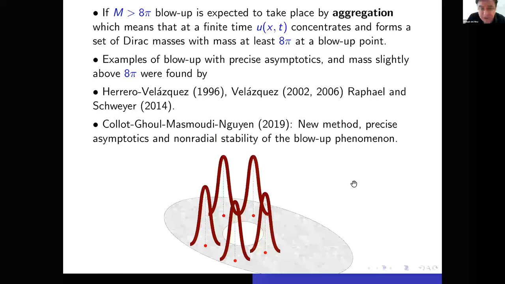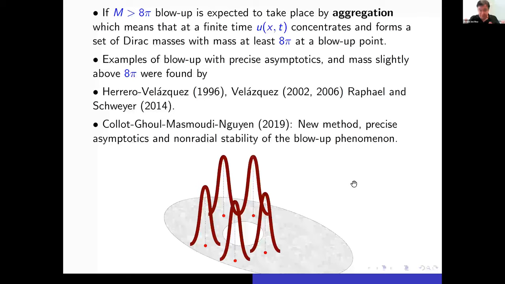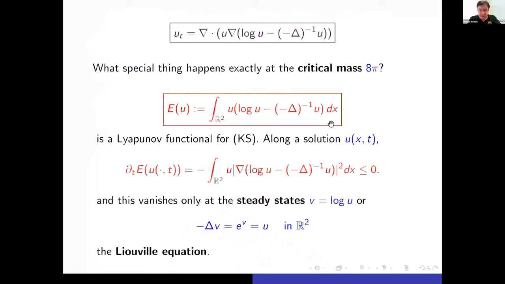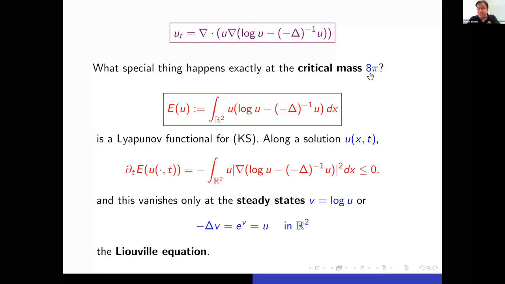So it is a line of two different, very interesting papers, in which one of them is finding some difficult, I mean, non-trivial spectral estimate from where the non-radial stability follows. Okay, now, let me mention what is the role of 8 pi, of this mysterious number 8 pi here.